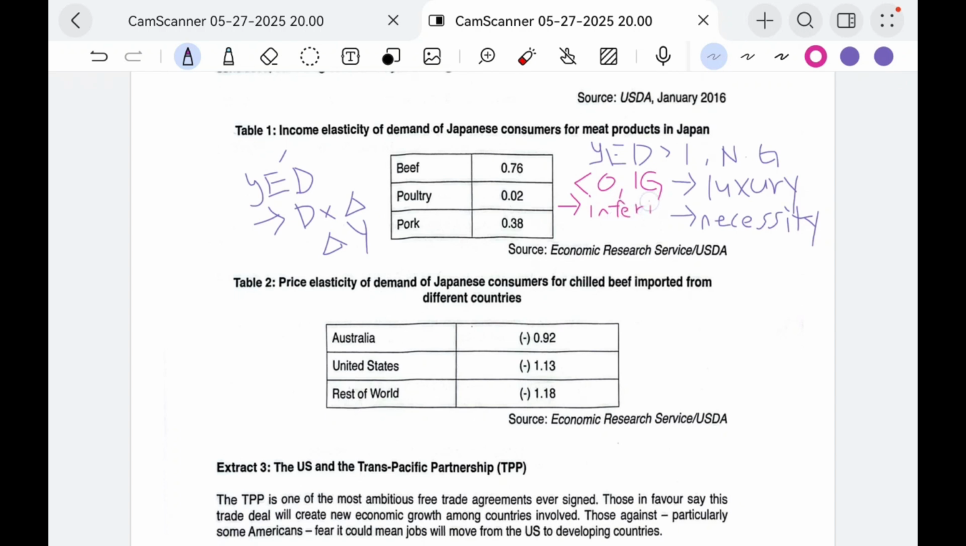So do take note of this, because when the question states the YED like that, they would likely want you to make an inference. So it's good to write out directly what the content may be, so that later when you come to the question, it will be very fast.